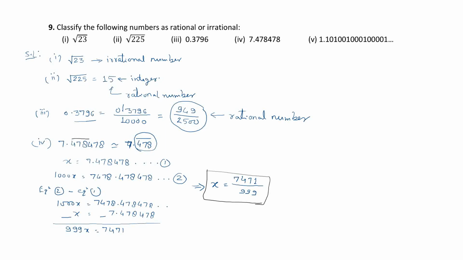So this is the fractional form of x, or we can say we can write the given number 7.478478 in the form of p by q. So in this way, we will say this is again a rational number.